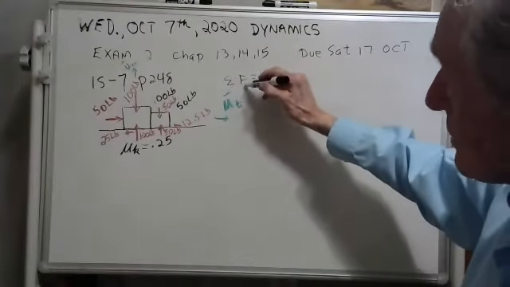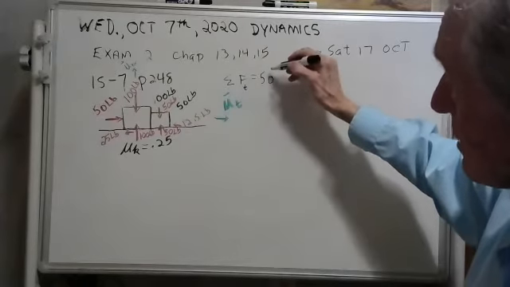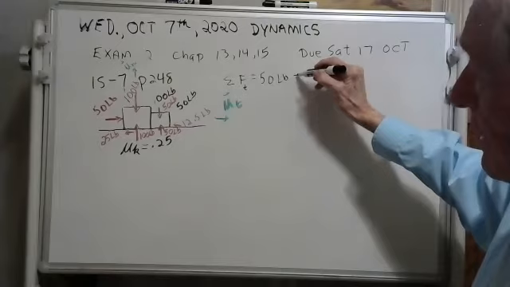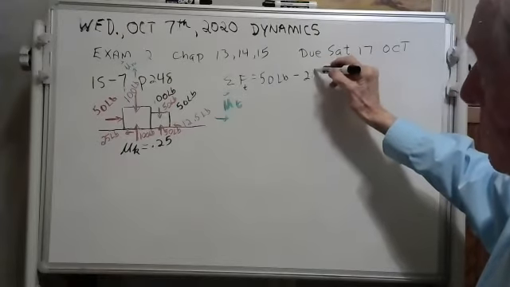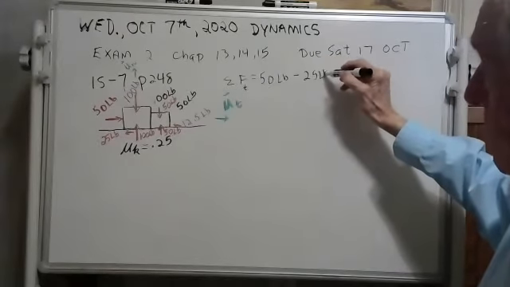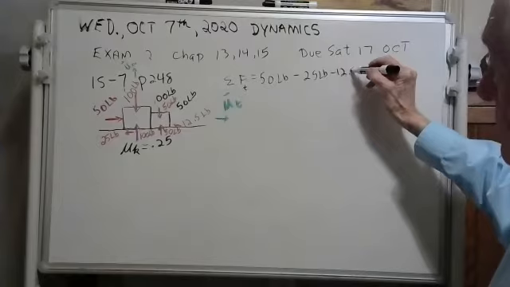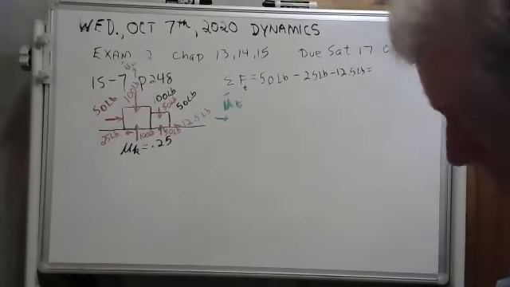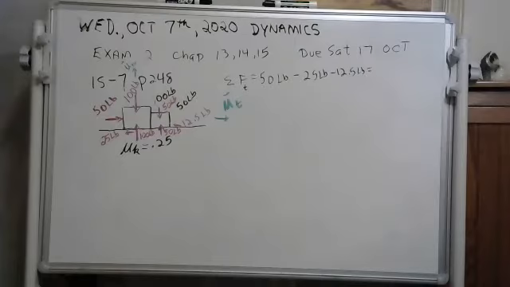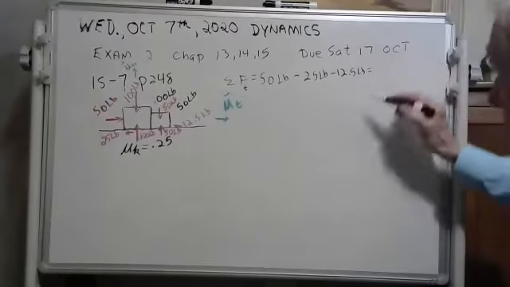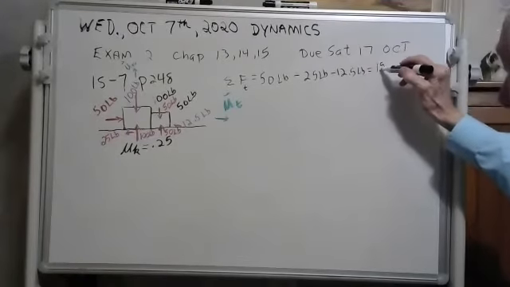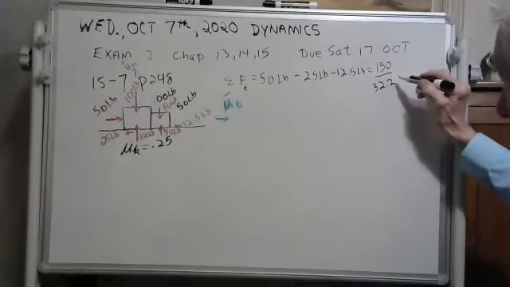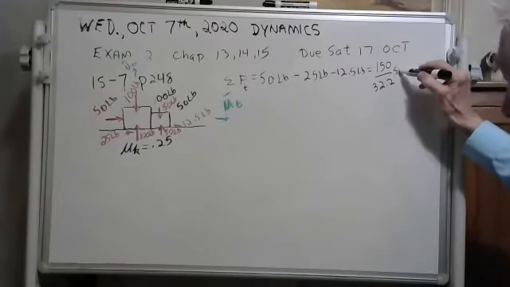We're actually doing it in the tangential direction, aren't we? We got 50 pounds going to the right, minus 25 pounds going to the left, minus 12.5 pounds going to the left, equals the mass. I'm doing the whole thing here. The mass of the whole thing, watch it, it's got to be in slugs. If anybody needs me to, I'll explain slugs, but I've tried to before.